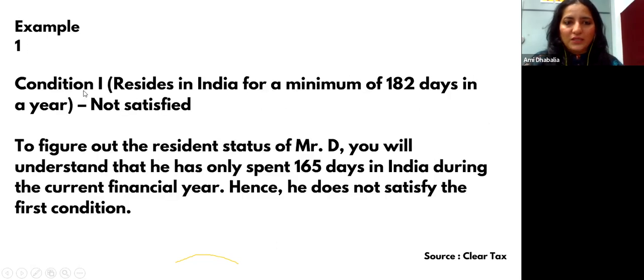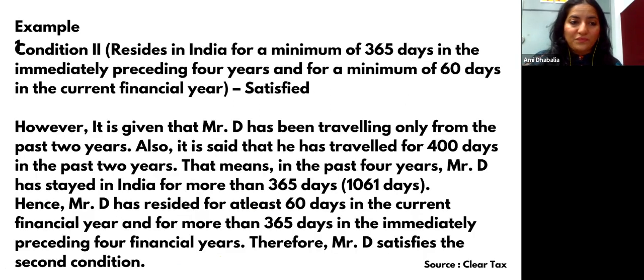So condition 1. So what was condition 1? Residing in India for at least 182 days, or residing in India for 60 days and 365 days in the 4 PPYs. So condition 1 of 182 days is not fulfilled. Why? You will understand that he has only spent 165 days in India during the current financial year. Hence, he does not satisfy the first condition. Let's see if he satisfies the second one.